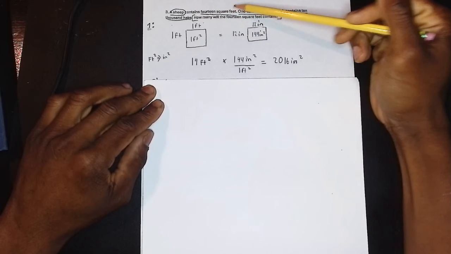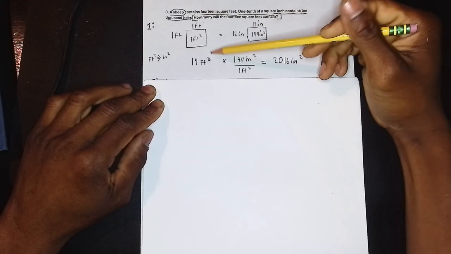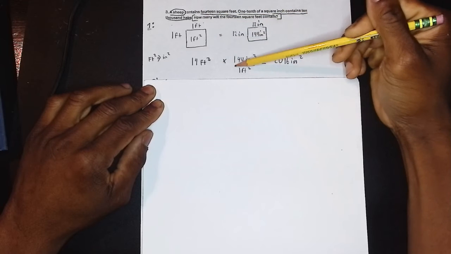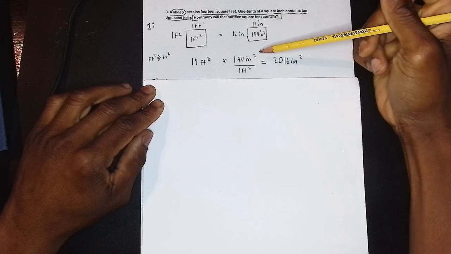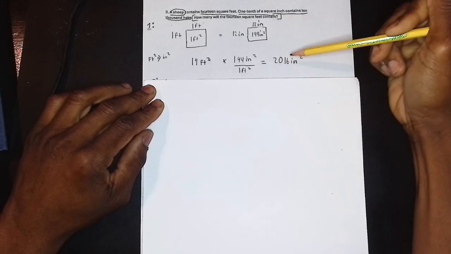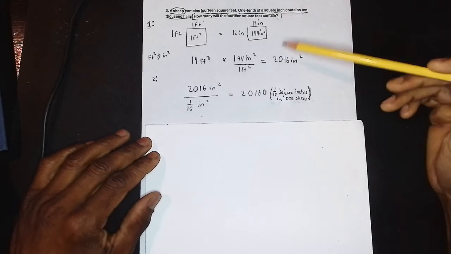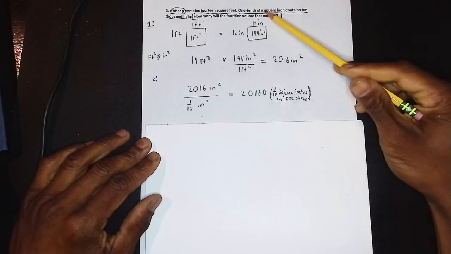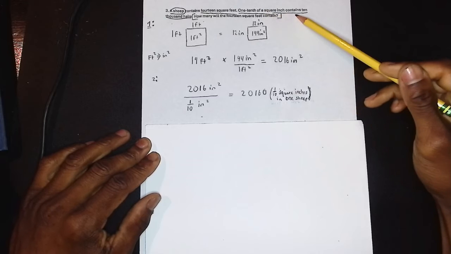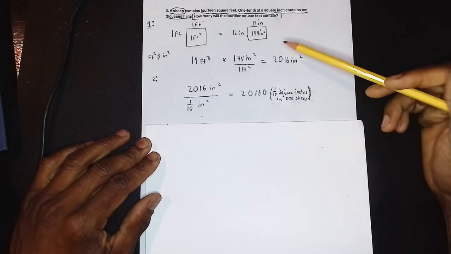14 square feet total for the sheep. So we get 14 square feet multiplied by 144 inches squared, and we get 2016 inches squared. Step 2, we're going to find out how many 1/10 of a square inch are contained within the sheep.